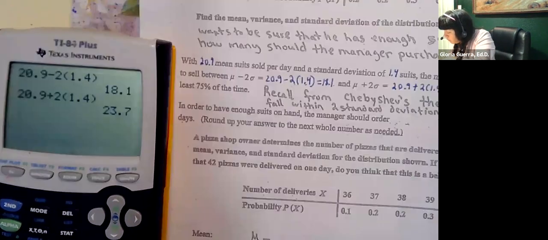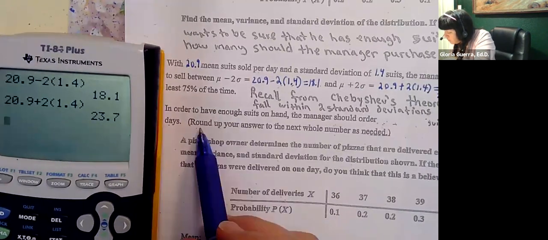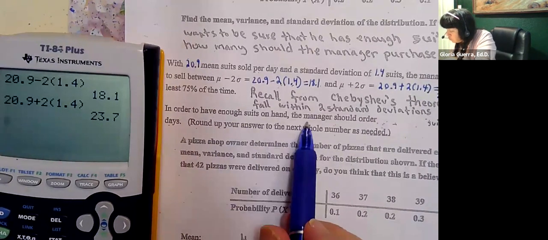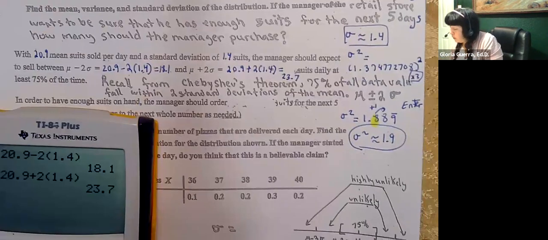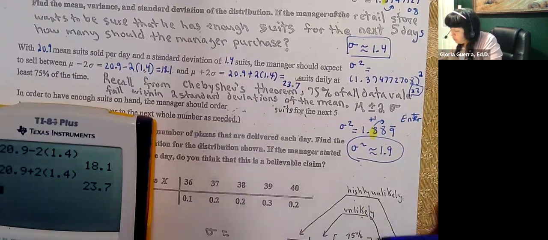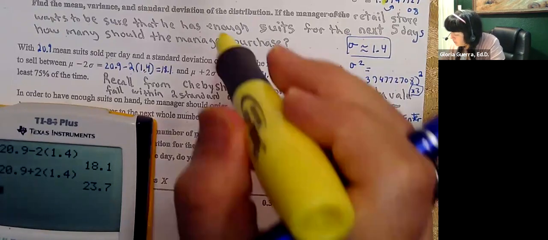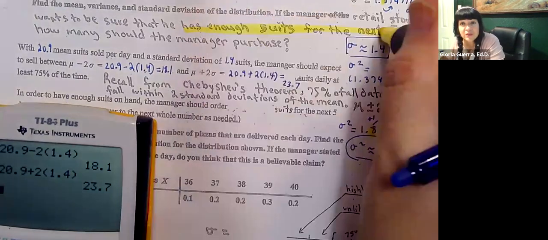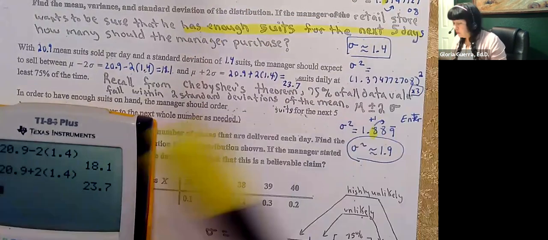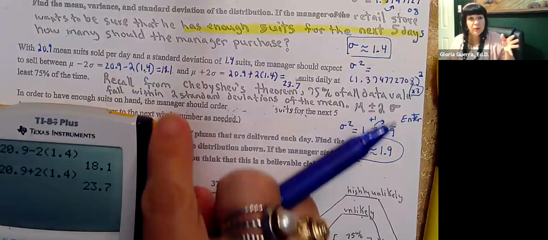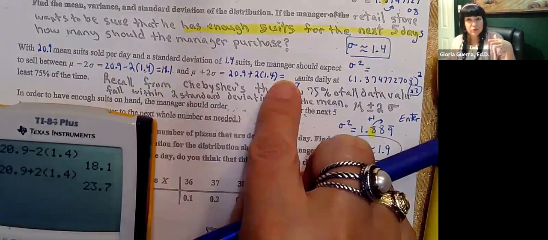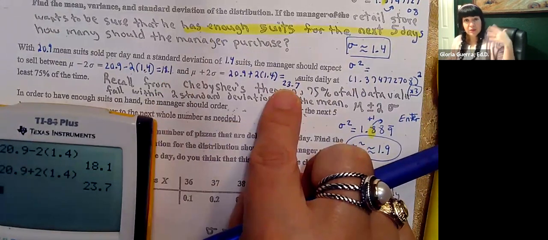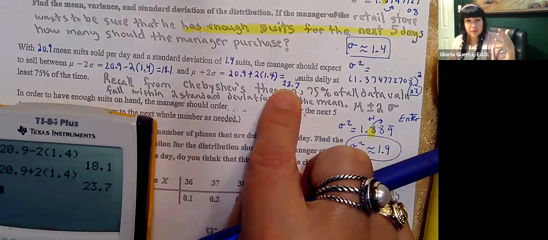Okay, now, in order to have enough suits on hand, the manager should order... So what we're going to do is, it says the manager wants to make sure that he has enough suits for the next 5 days. So this would be on a low end, this would be on a high end. Let's assume that he's got the max high end, and then times 5 because there's 5 days.